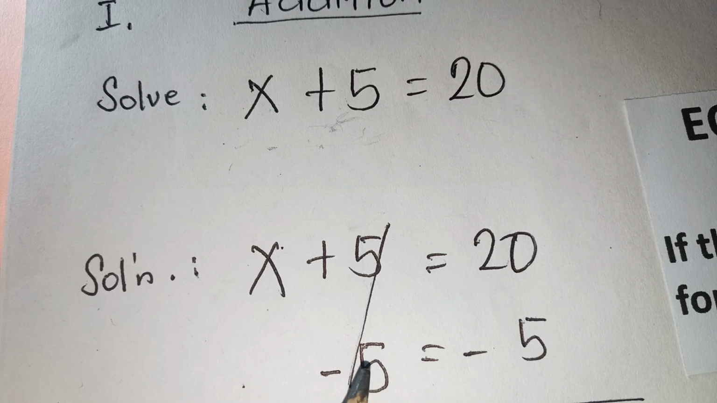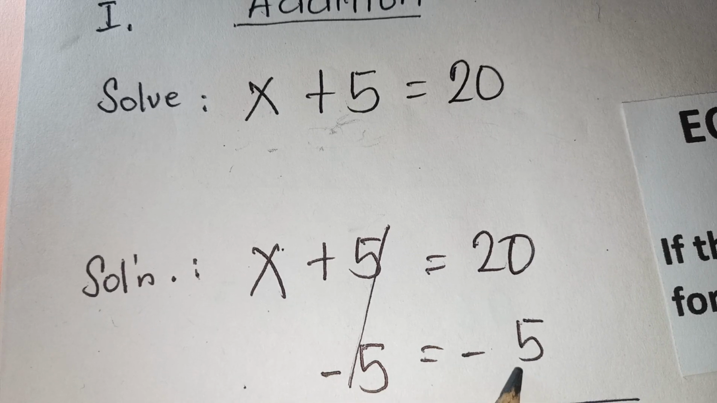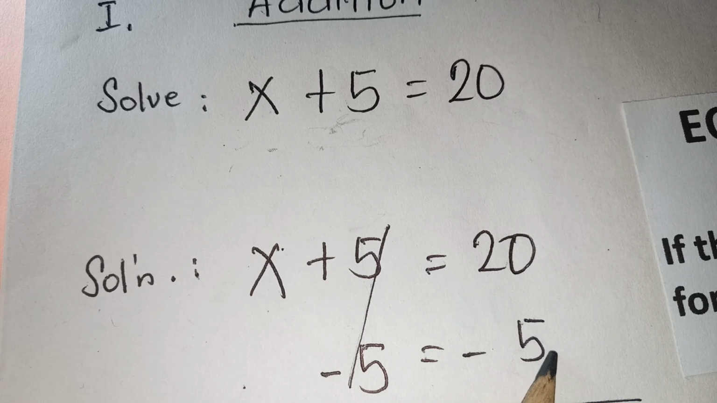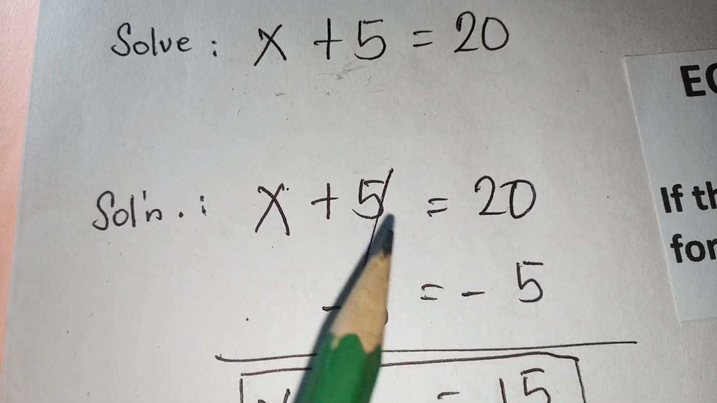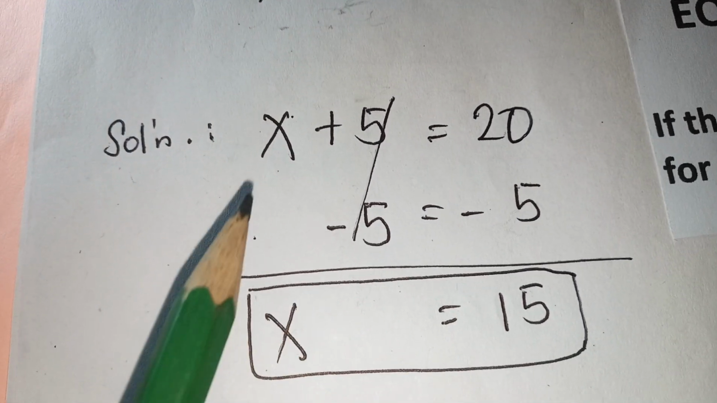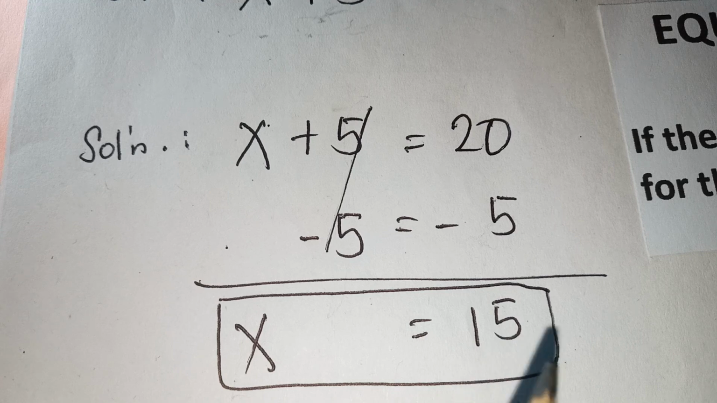Okay? So, kung anong ginawa natin dito, minus 5, ima-minus natin din sa right ng minus 5. Okay? So, ito, magiging 0 na. Bring down x. 20 minus 5 equals 15.